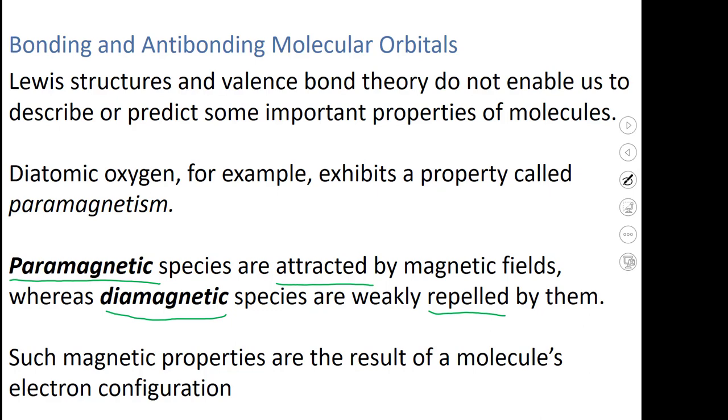In order to be attracted to magnetic fields, you have to have unpaired electrons to be affected at all by that attraction. So in order to be paramagnetic, you need to have unpaired electrons. That's the big thing. You need unpaired electrons.